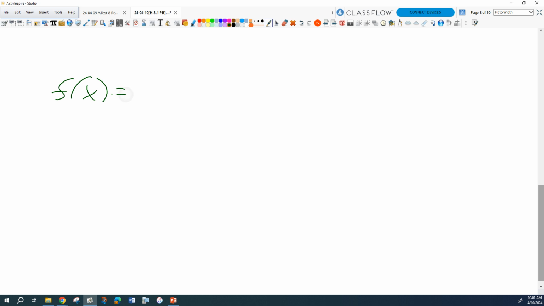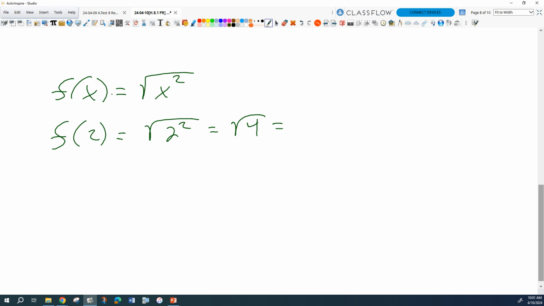Let's say f of x equals the square root of x squared. Okay, we'll do a little test here. Let's evaluate this. What's f of 2? That's the square root of 2 squared, which is the square root of 4, which is what? 2. Maybe you're right. It seems to work.